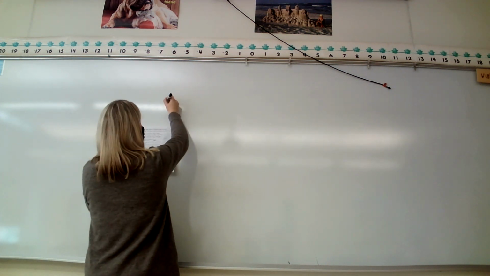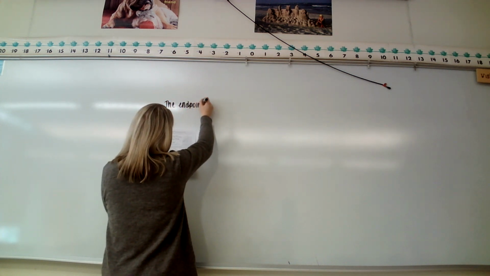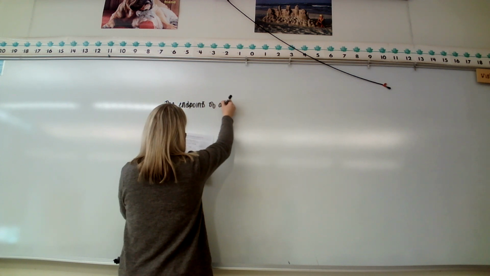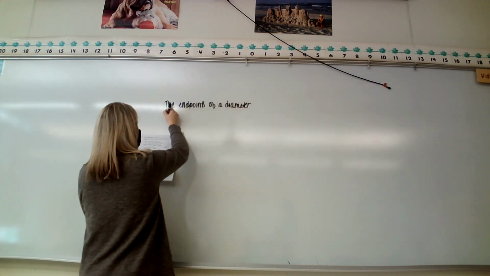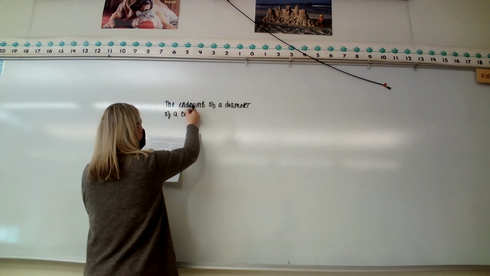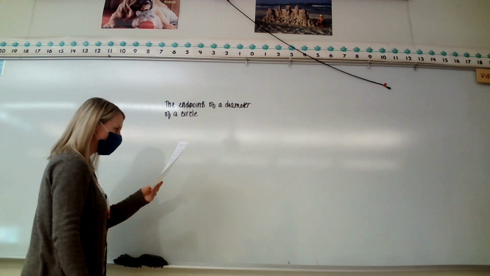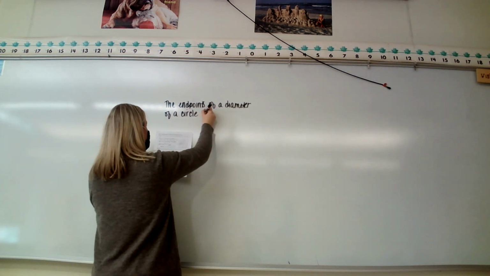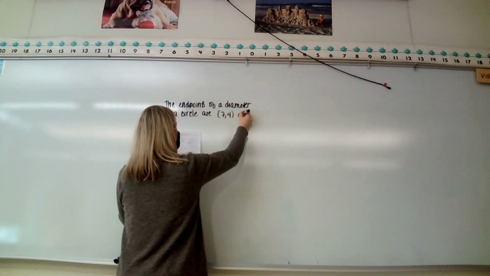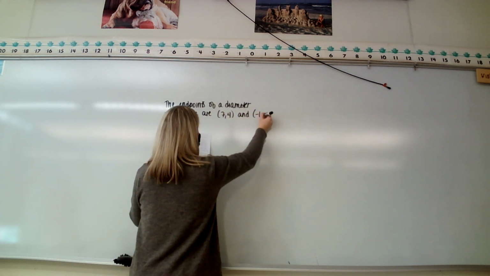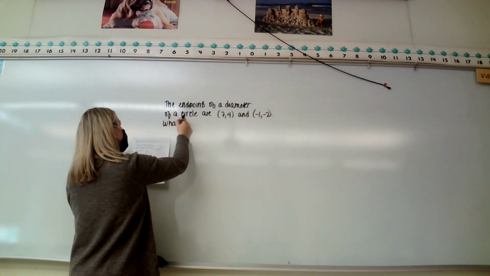All right, so the endpoints of a diameter. Sorry, I just want to write it. Sometimes I tend to write some of the information. I want to formally write it out, so it's nice. The endpoints of a diameter are (7, 4) and (-1, -2). What is the equation of the circle?